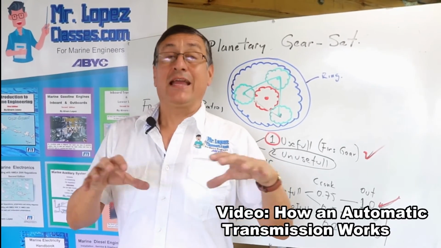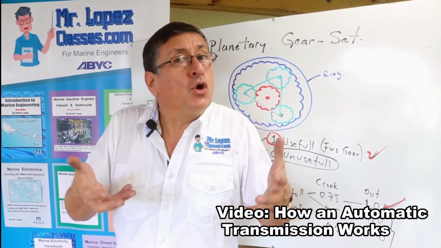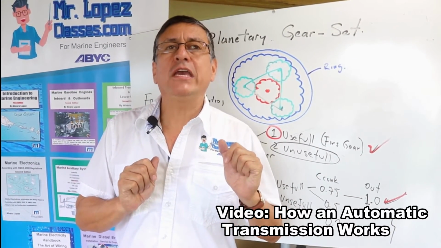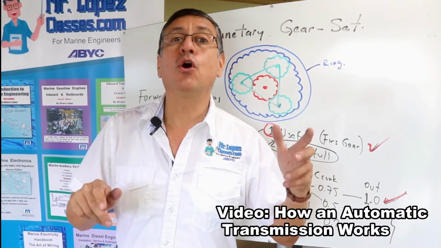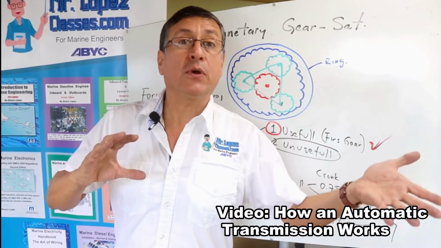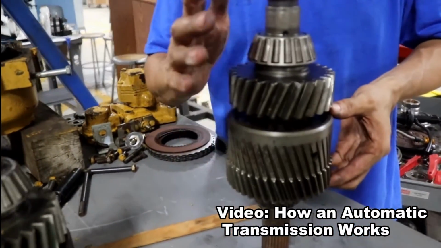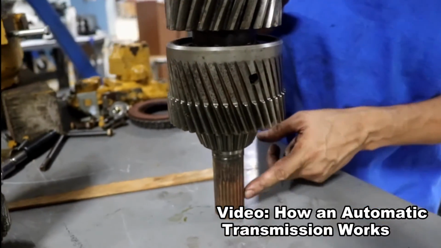Yeah, I am going to explain right now the process to produce those gear ratios with those planetary gear sets. How does the system work internally to produce those gear ratios? This is the shaft with the clutch pack for forward. This is the input shaft.